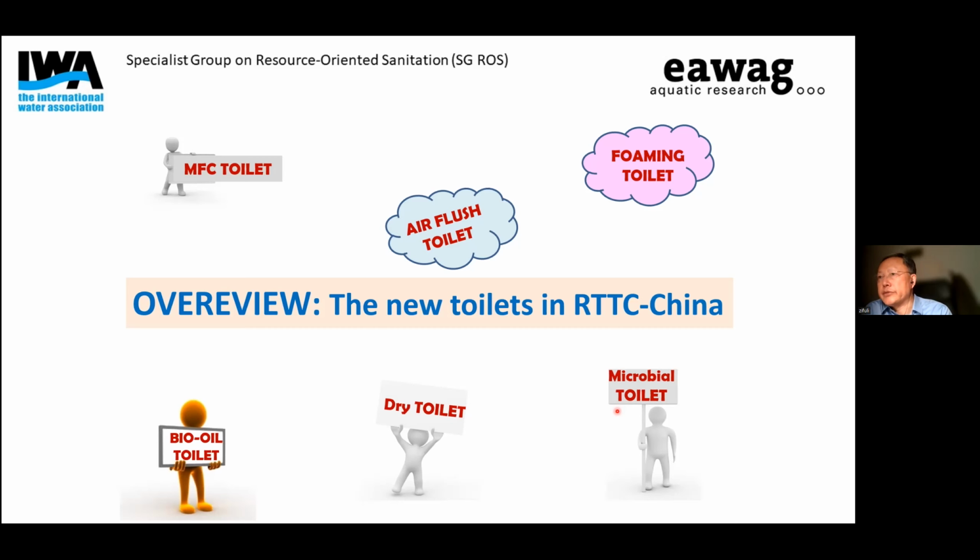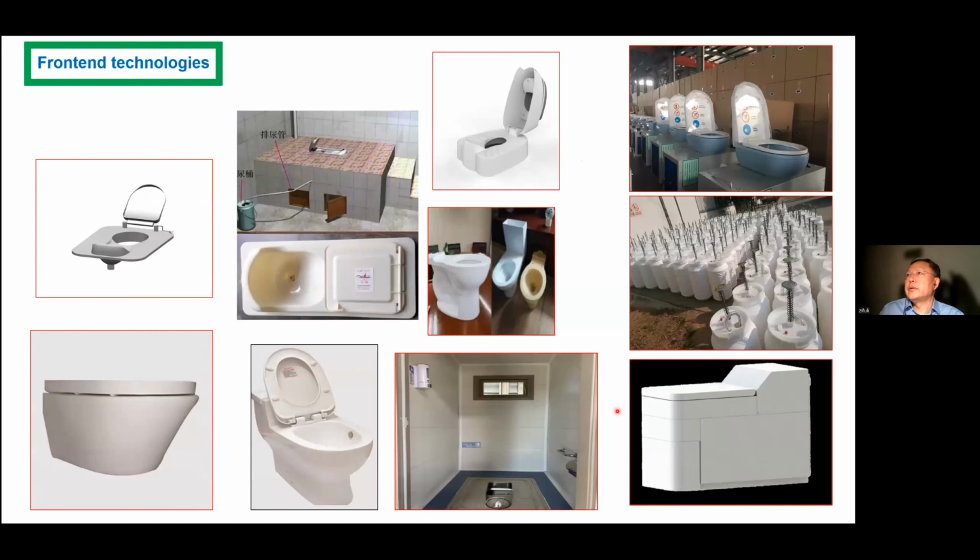And also some bio-oil toilets, which can convert excreta into oil, biodiesel. And also some dry toilets with composting or quick-drying systems. And some microbials mainly improve the composting process. You can see here also some products. I just took these pictures. Originally with urine diversion, and also this seating and squatting combined toilet.